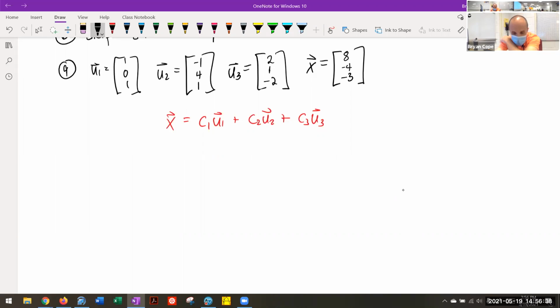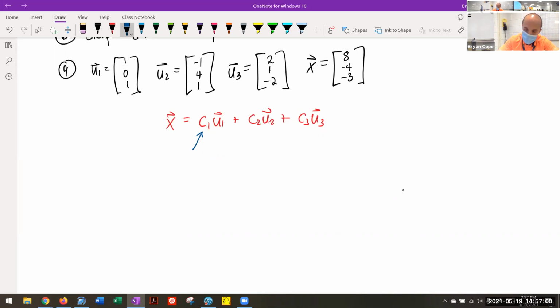Okay, so now are they orthogonal? Yeah, U1 and U2 are. U1 and U3 are, and U2 and U3 are also. Okay, so we're good. We have an orthogonal set. So what I'm going to do is find each of these scalars according to the new formula, not the old rreffing, and we're just going to show that it's going to work either way.